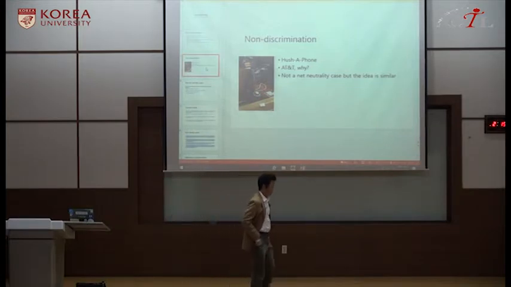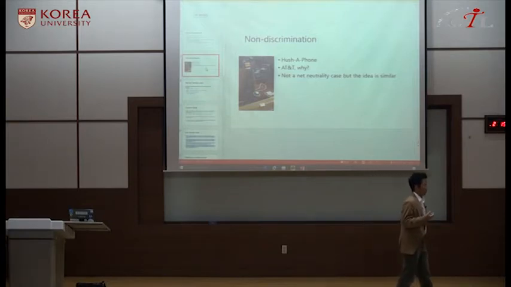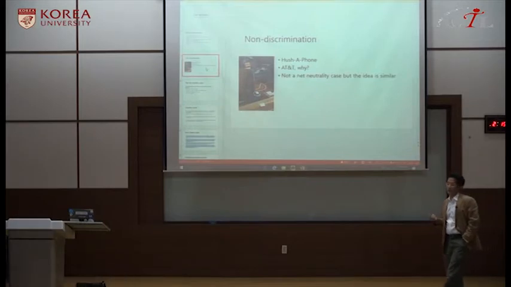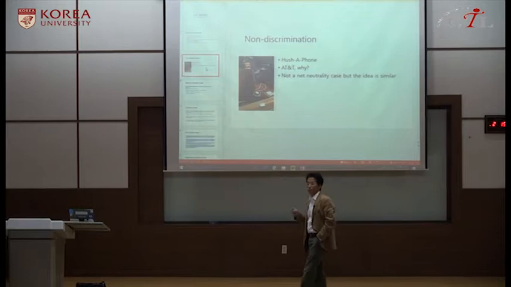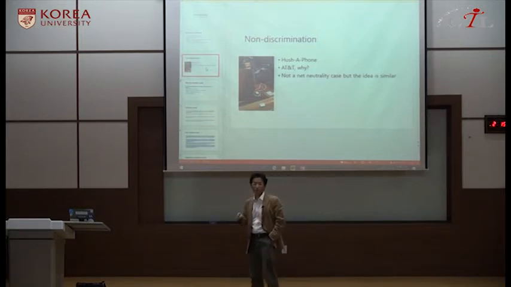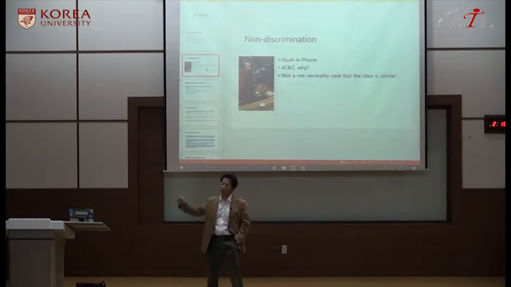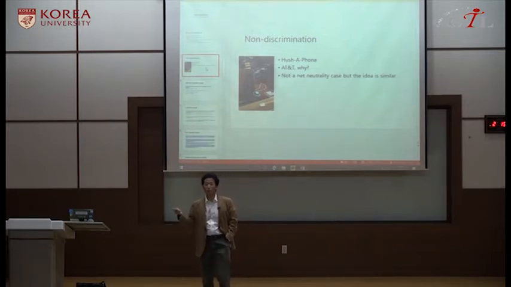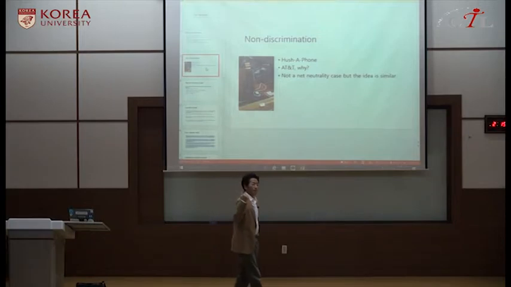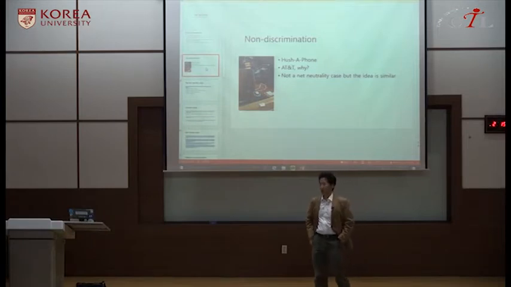So, just to give you an idea of when the network operator may discriminate, I'm going to talk about this case from the 1930s. It's not a net neutrality case because this is about the telephone network, not a computer network. Okay? This telephone network. Who invented the telephone? Bell, right?